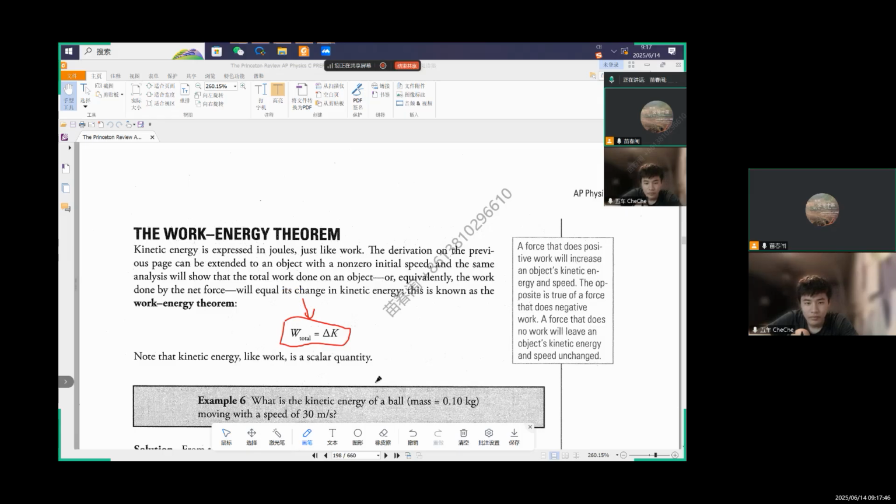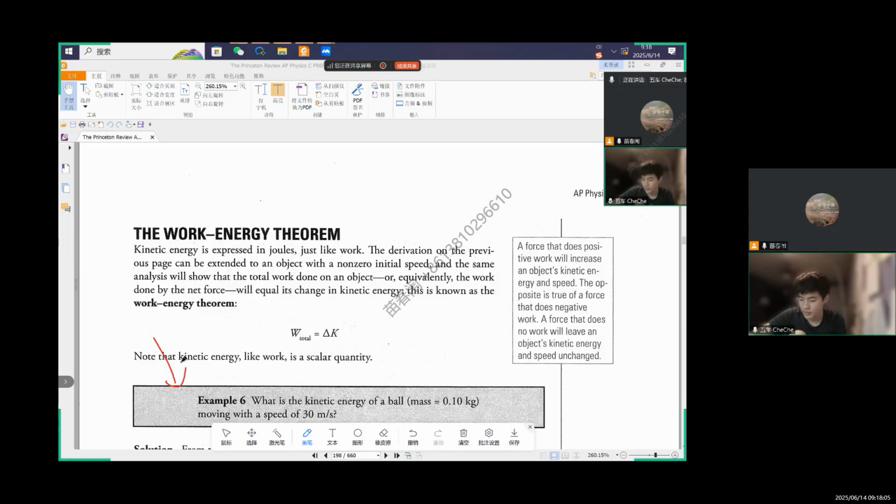Sometimes in the future, we will learn something more about other energy, and then you have to include other energy too, because other energy may also change. So it's a little something. So let's just do this one, number 6, using this theorem.